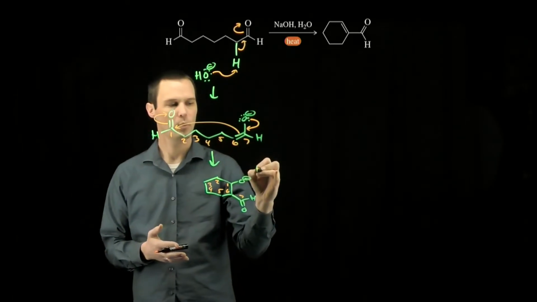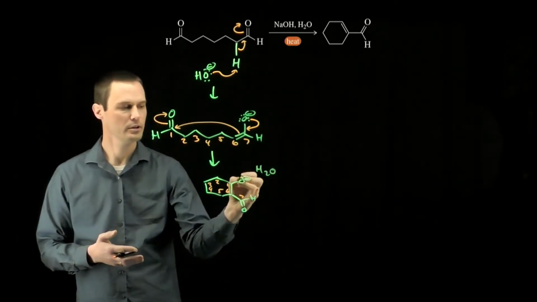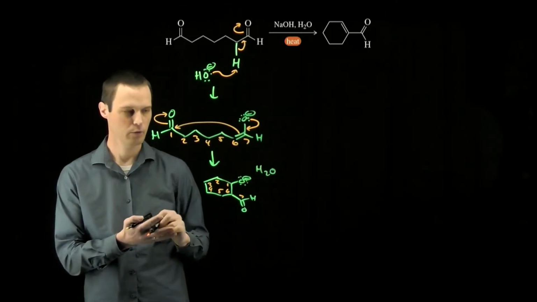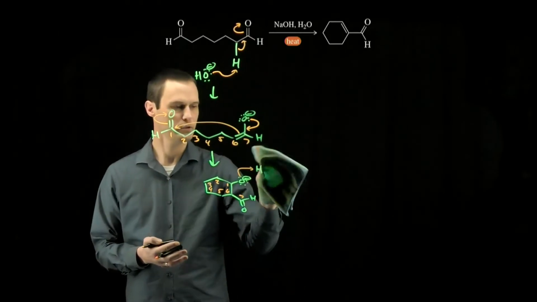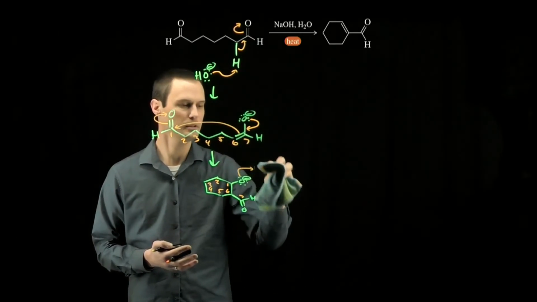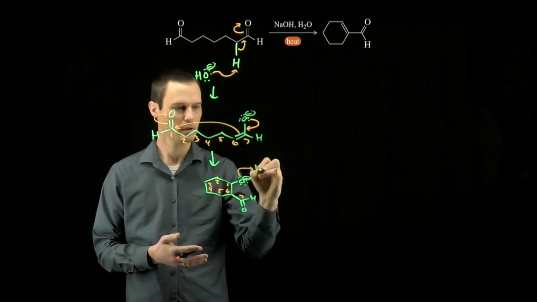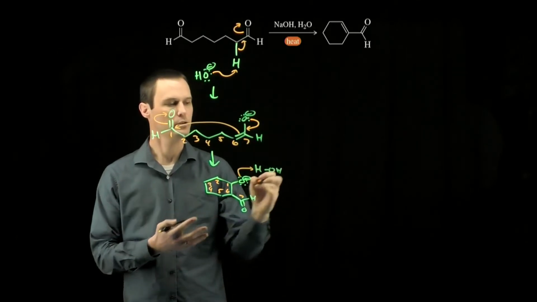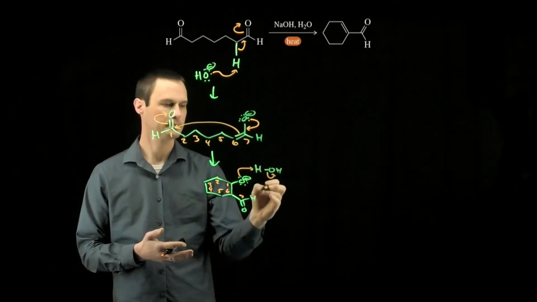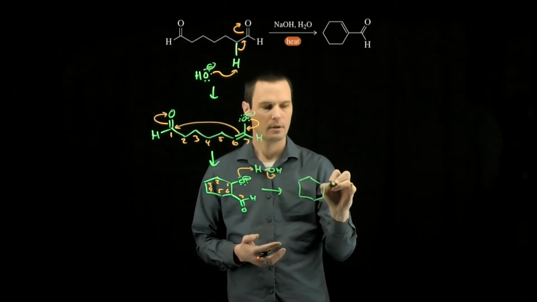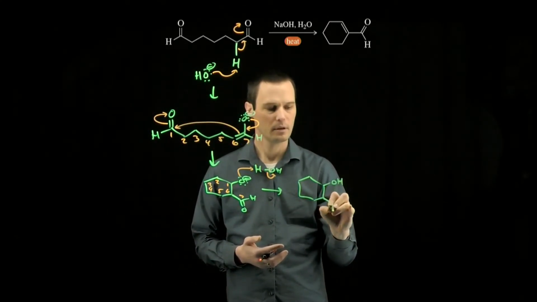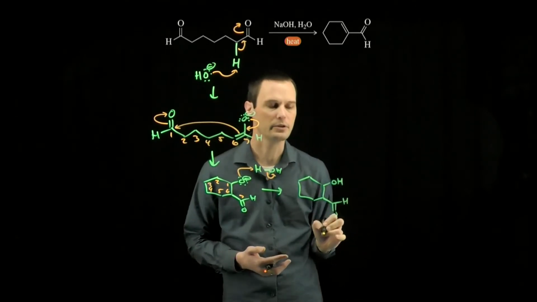We can use some water to neutralize this O- charge. Lone pair of electrons on oxygen. We'll grab a proton from water. Let me draw that out a little more explicitly, so I can show the bond breaking to oxygen. That forms the traditional aldol addition product.